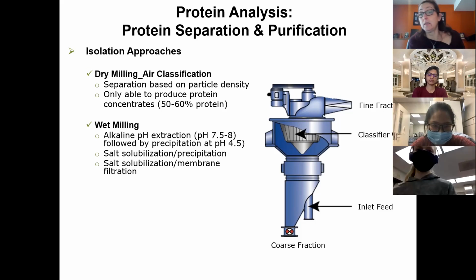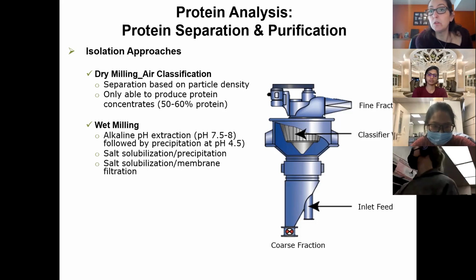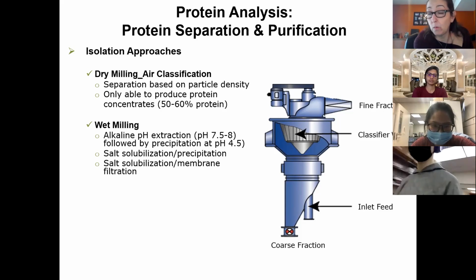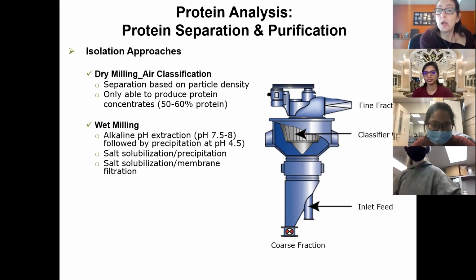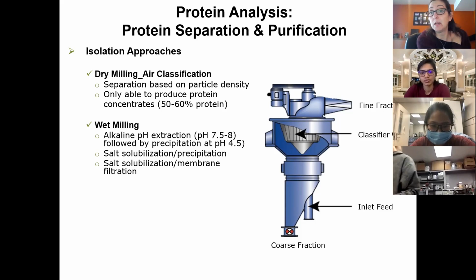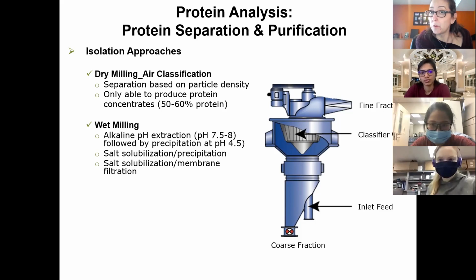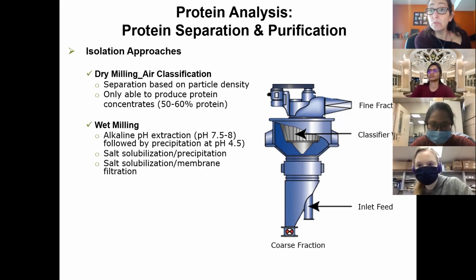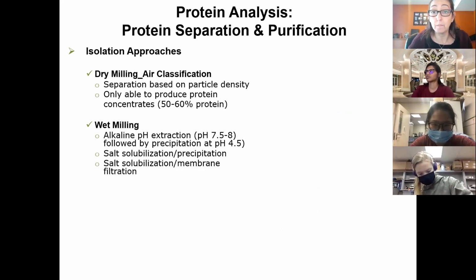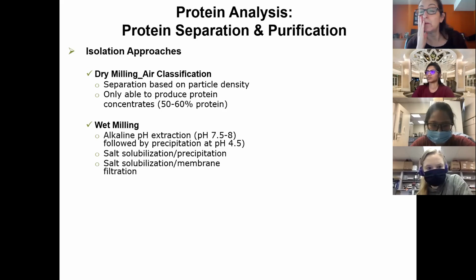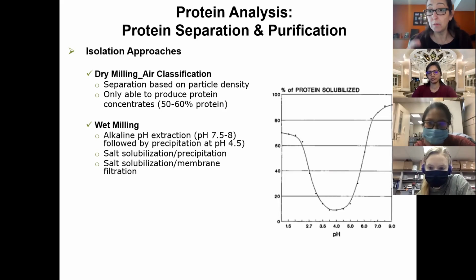So if you want to get a really high purity protein, we need to go ahead with something we call wet milling, where we try to solubilize the protein and isolate it in a way to get above 80% purity. The most common one in industry is pH alkaline extraction. This is the most common one that is used for plant proteins, basically. So it is used to first solubilize the protein.